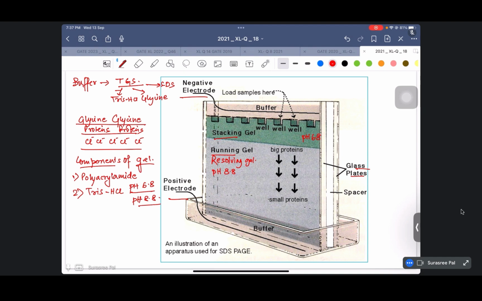Alright, next, there are two other components which help the polyacrylamide to form a polymer, for the gel to solidify. What are the two components? That is called APS. Exactly. Very good. APS and TEMED, these are the two very important components of the polyacrylamide gel. So what is the role of APS?